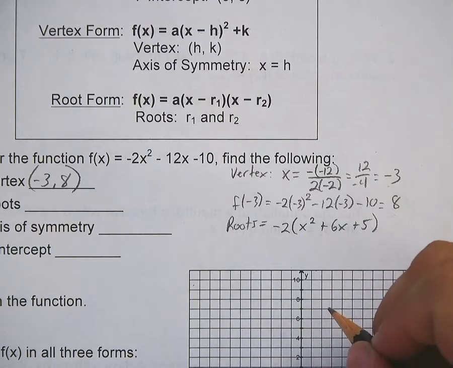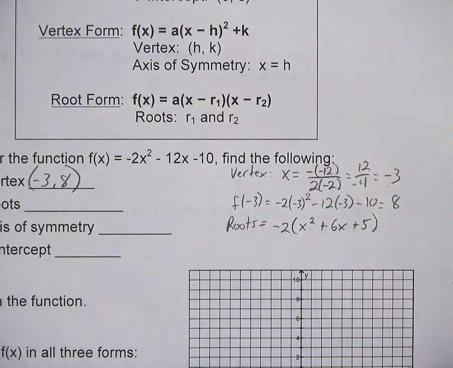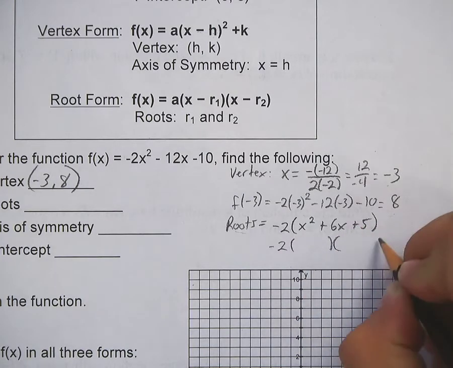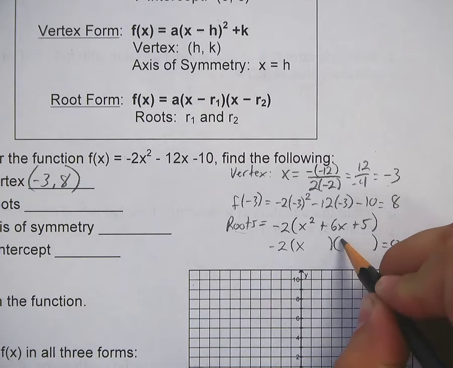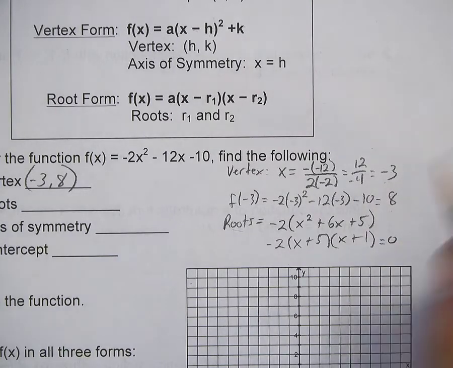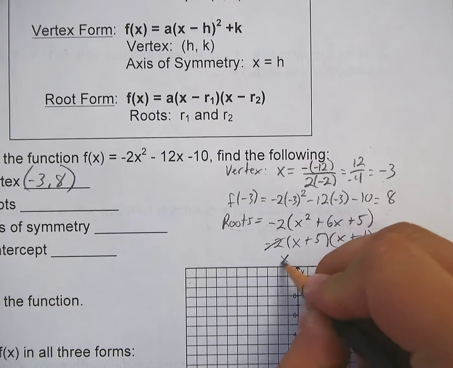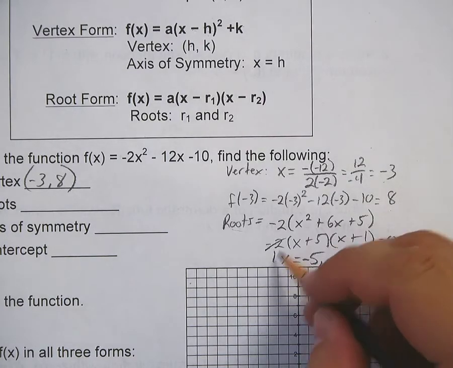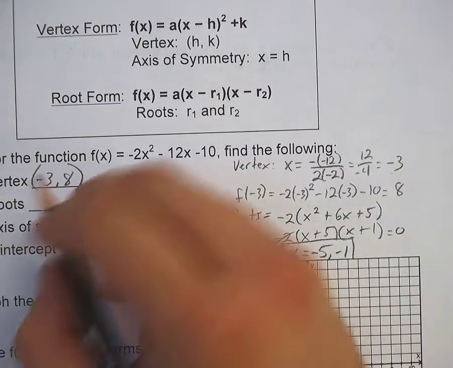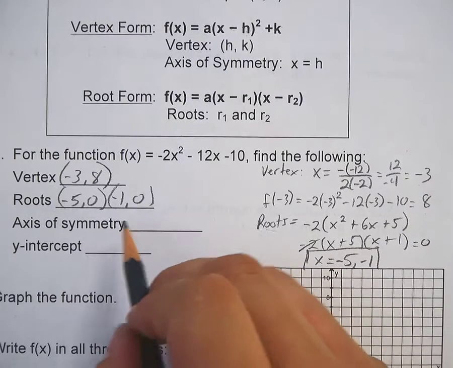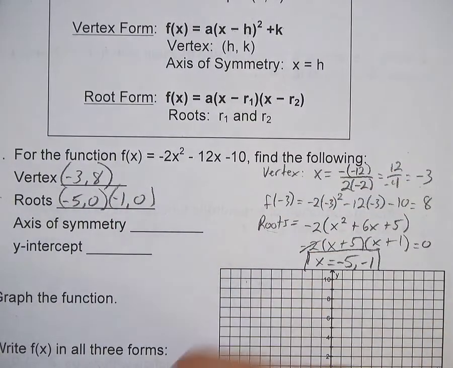We're going to set it to 0. So let's set this thing up just like normal. Nothing's new here. This finding roots is something we've been doing since Algebra 1. So set it to 0, find out what your roots are. So negative 2, set it to 0. This will be x plus 5, x plus 1. So divide by negative 2, that goes away. You've got x is equal to negative 5 and negative 1. So we've got two roots here. We've got roots at negative 5, 0 and negative 1, 0. Remember, these are your x-intercepts, so obviously your y value is going to be 0.